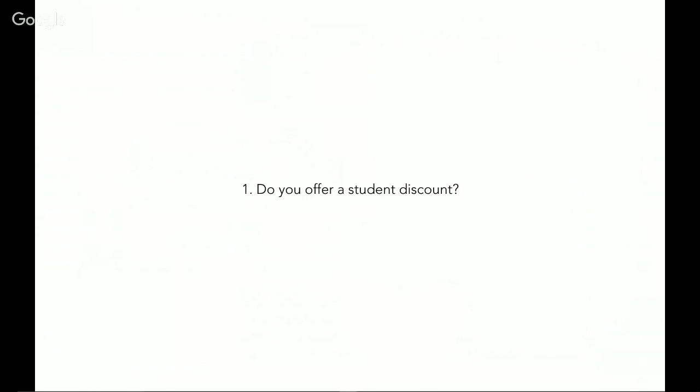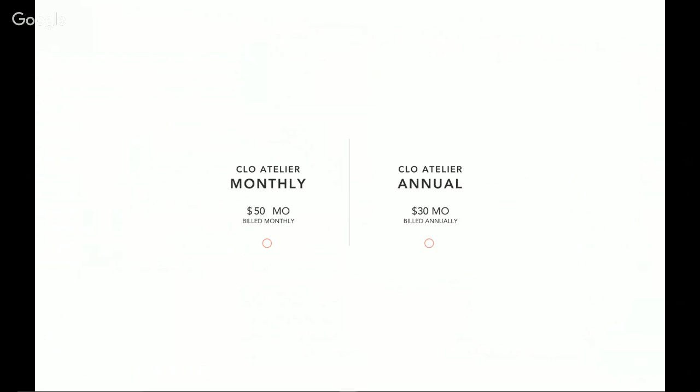The first question is, do you offer a student discount? And yes, we do. As long as your CLO Atelier account email is the email associated with your academic institution, you're eligible for our student discount. It is $50 for a month-to-month subscription and $30 a month for an annual subscription. Just keep in mind that the month-to-month subscription is billed monthly and the annual subscription is billed annually. That's the only side note we really have.